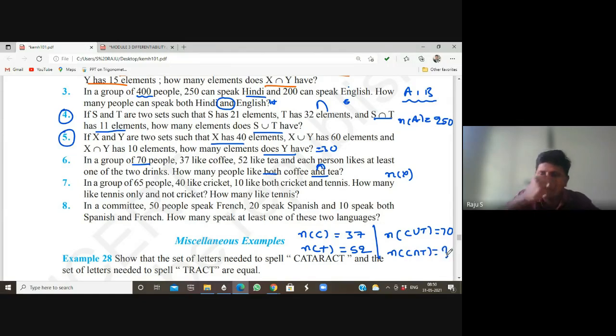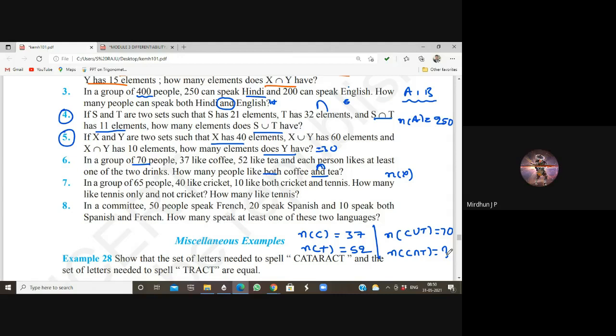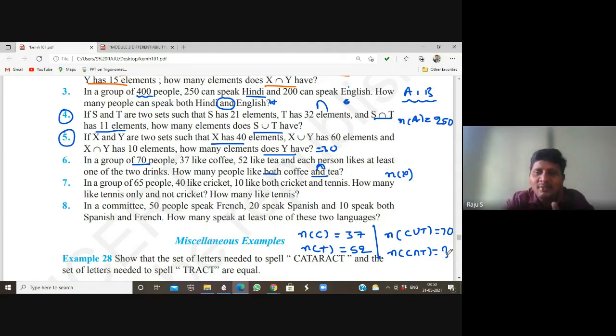Anyone? What is the answer? We can say directly. Sir, 19. Very good. 37 plus 52 minus 70, that is equal to 19. All of you got the same answer? I hope everyone got the same answer. The same formula you can substitute. Let's go for the next question.